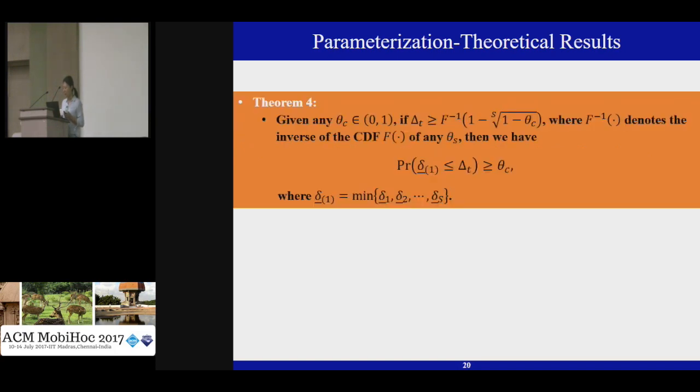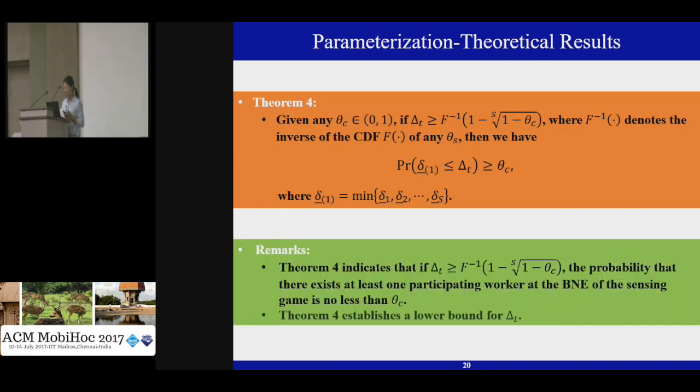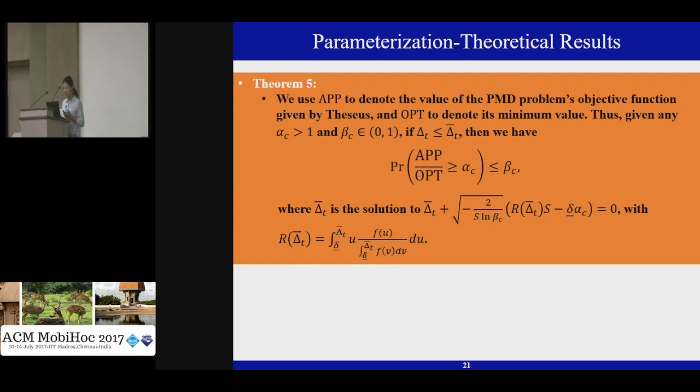In Theorem 4, the authors prove that given any theta c in the interval between 0 and 1, if delta T is greater than the inverse function F inverse of 1 minus the S-th root of 1 minus theta c, then the probability that the minimum value among delta 1, delta 2 through delta S is no greater than delta T will be lower bounded by theta c, which indicates that the probability that there exists at least one participating worker at the BNE of the sensing game is no less than theta c as well. Theorem 4 basically estimates a lower bound for delta T.